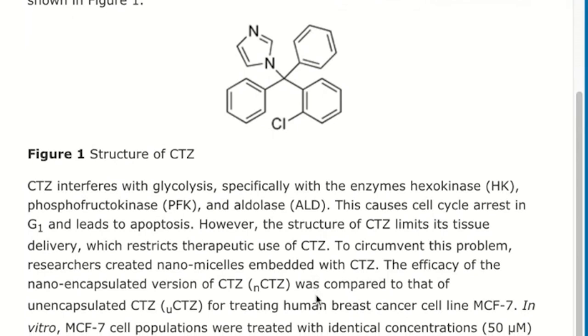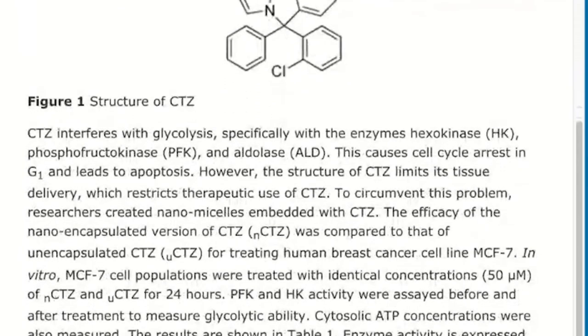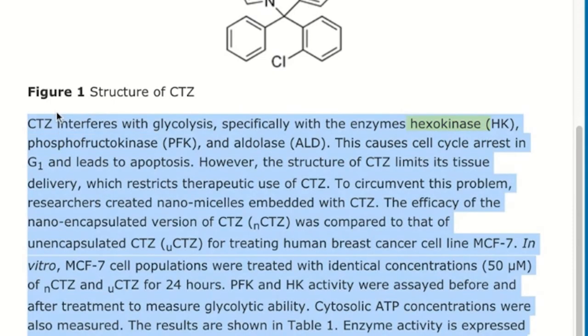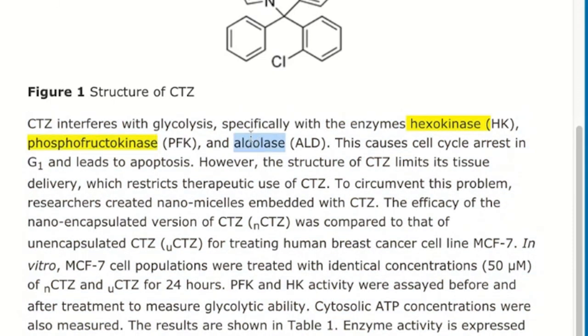Moving on, we get CTZ interferes with glycolysis, specifically with the enzymes hexokinase, phosphofructokinase, and aldolase. This causes cell cycle arrest in G1 and leads to apoptosis. I would immediately stop here because it's dropped quite a lot of specific enzyme names that I think I would want to highlight. Yeah, those are some big ones there. It interferes with glycolysis and then hexokinase, phosphofructokinase, aldolase, and then also it gives letter abbreviations for them, HK, PFK, ALD. This causes cell cycle arrest and leads to apoptosis.